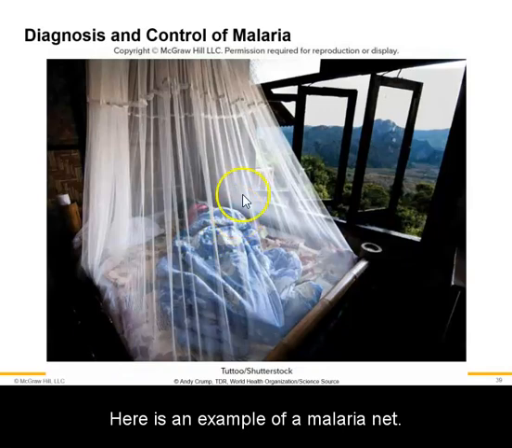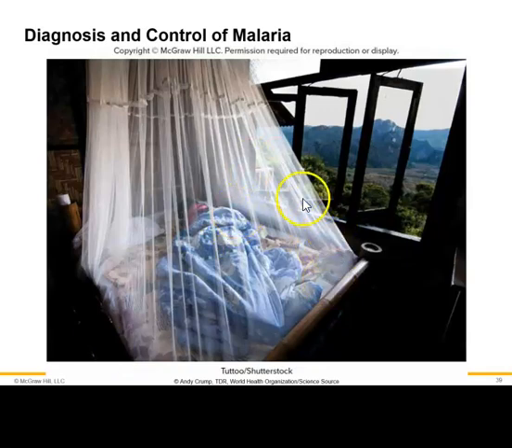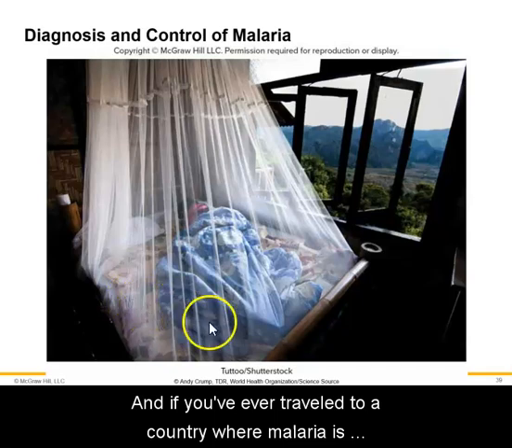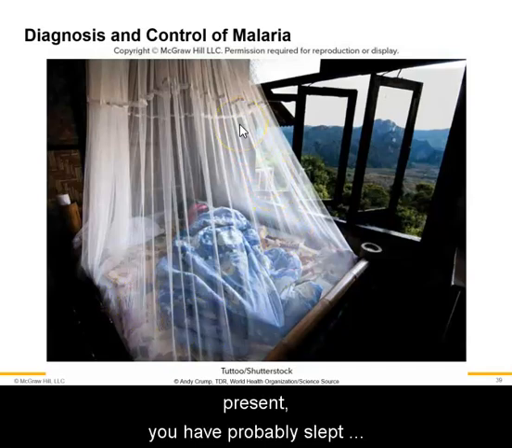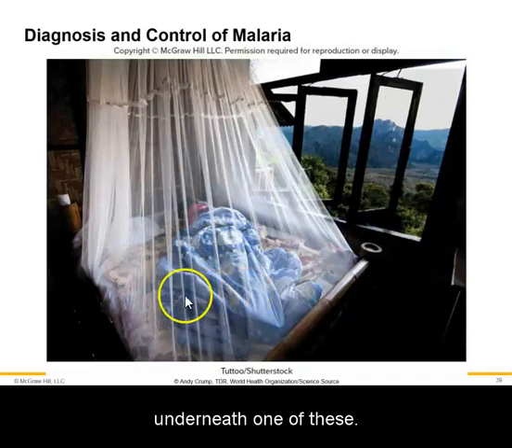Here is an example of a malaria net. And if you've ever traveled to a country where malaria is present, you have probably slept underneath one of these.